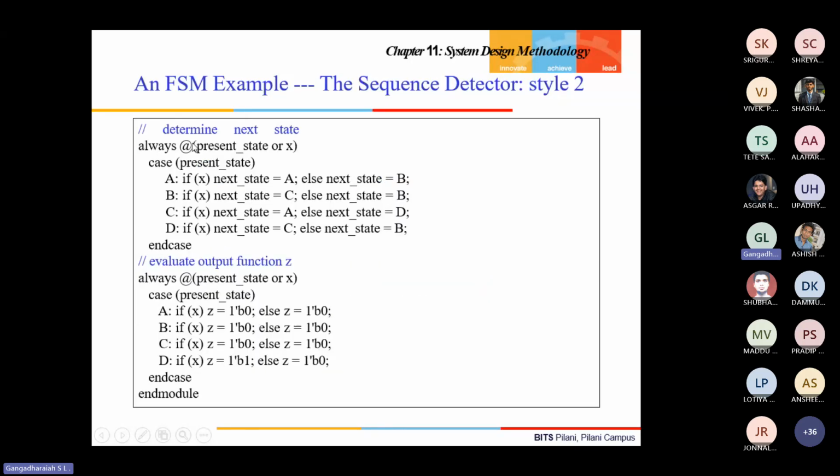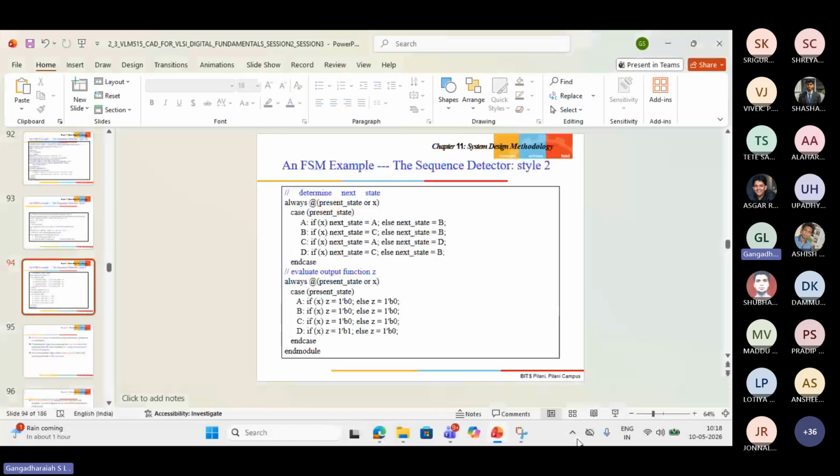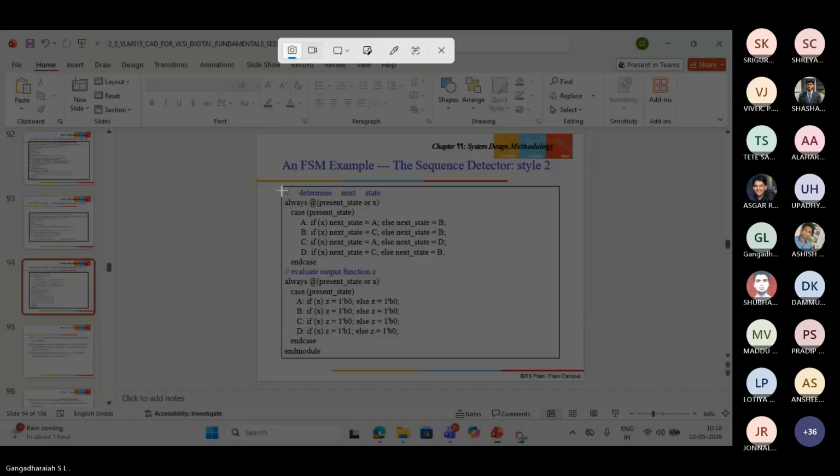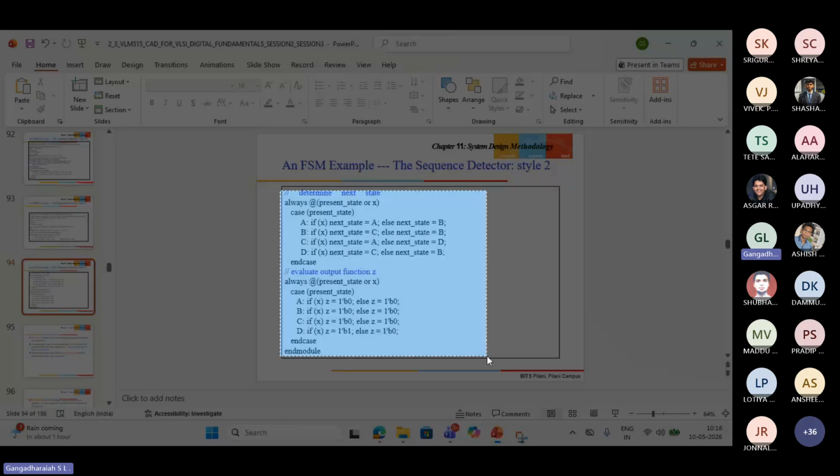Now, if you know the state transition according to your requirement, you can write it. Can I take 2-3 minutes extra? Is that allowed? Yeah, maybe if required, I will take, otherwise I will try to complete.